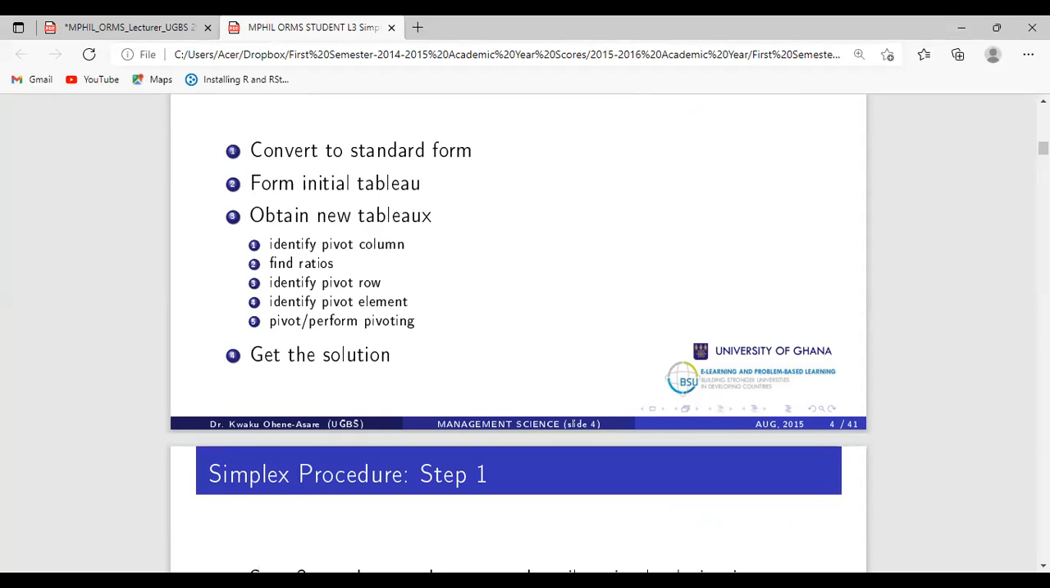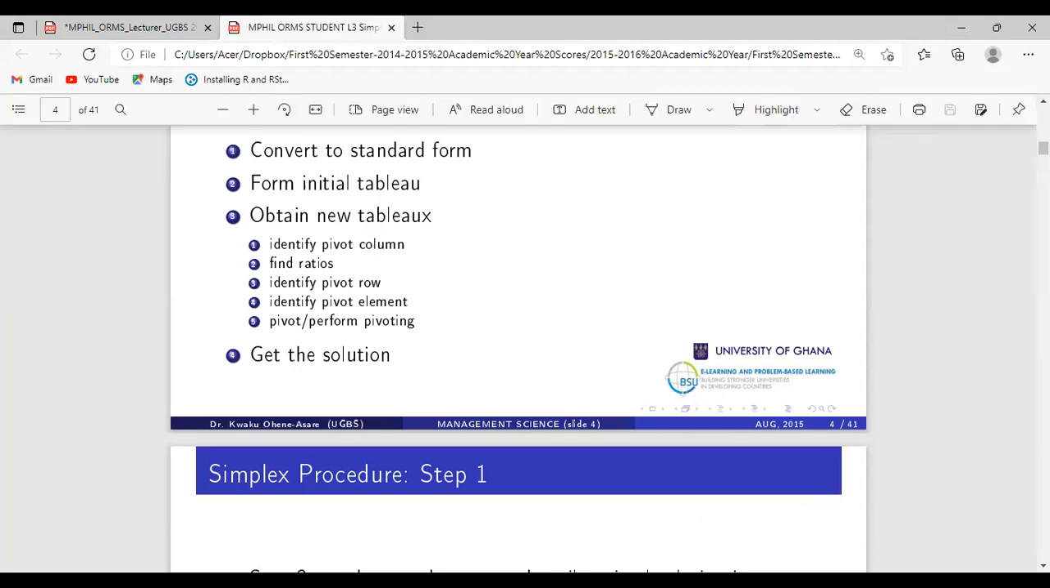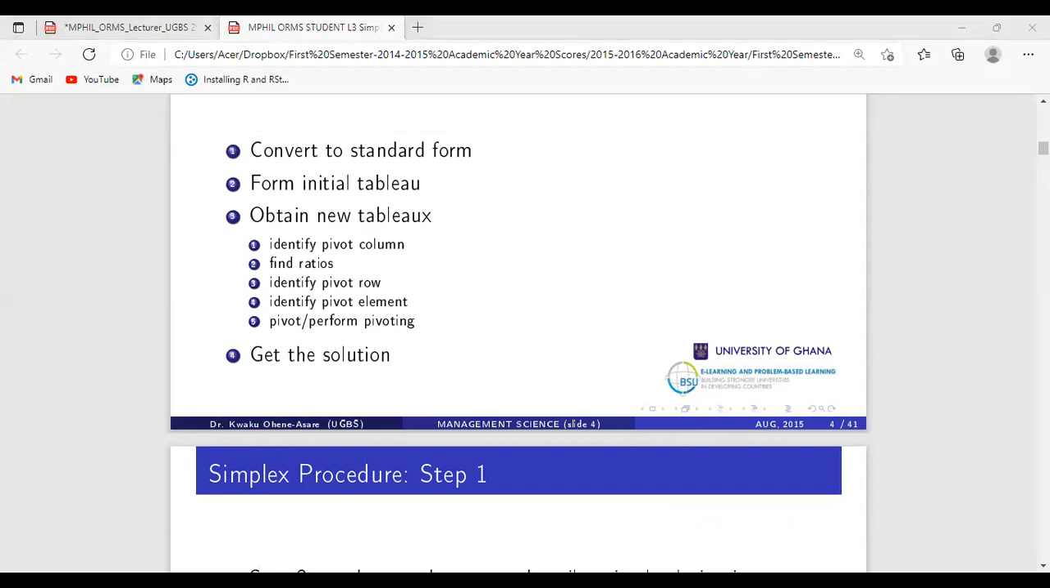Now, what is the initial tableau? Because of space, I drew the tableau in an Excel. So let's take our time to understand this tableau and what is supposed to go into it.